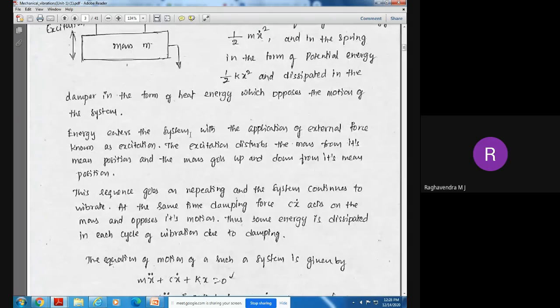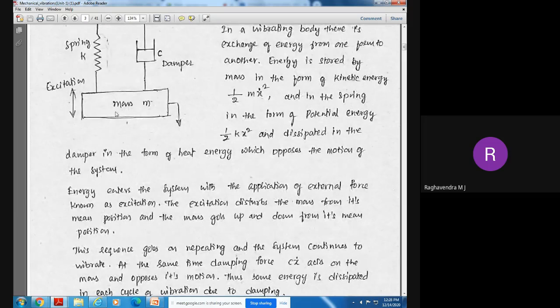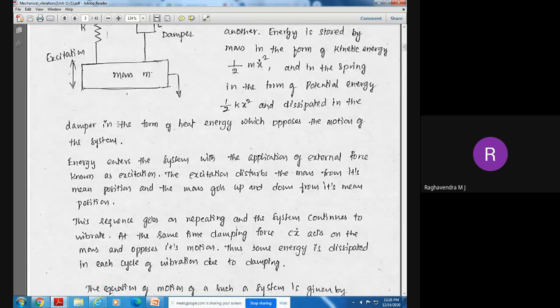Now energy enters the system with the application of an external force, which is known as excitation. The excitation disturbs the mass from its mean position, and the mass goes up and down from its mean position. This is the mean position. From the mean position, it will move up and down. The sequence goes on repeating and the system continues to vibrate.